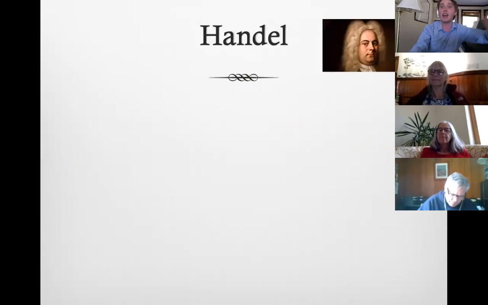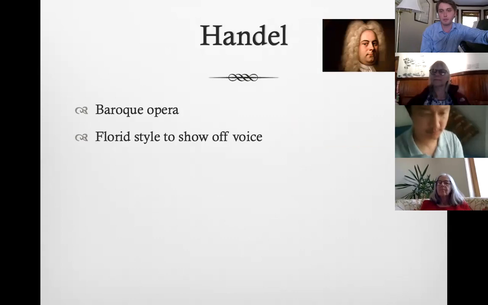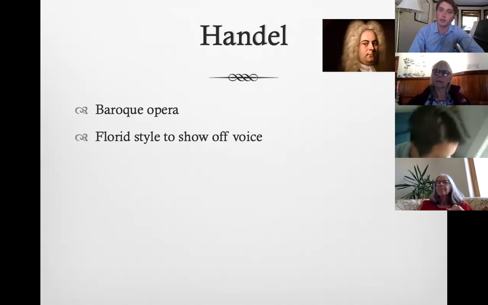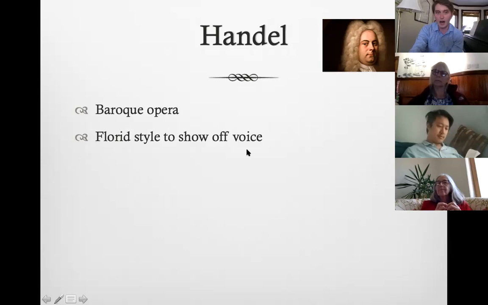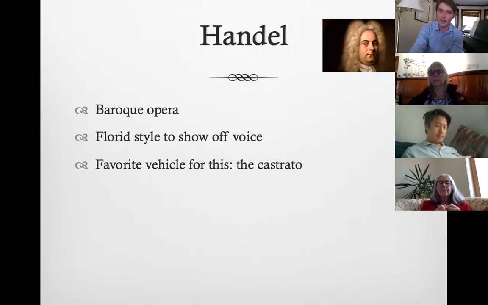Basically, the concept with Baroque opera is it was a very florid style with lots of ornamentation. So the drama of the story was advanced through the recitative, but then a specific moment was highlighted by an aria. And these arias were very, very decorated to try to show off the skills of the singer. The favorite vehicle for that was the castrato, which is, of course, a castrated male singer.